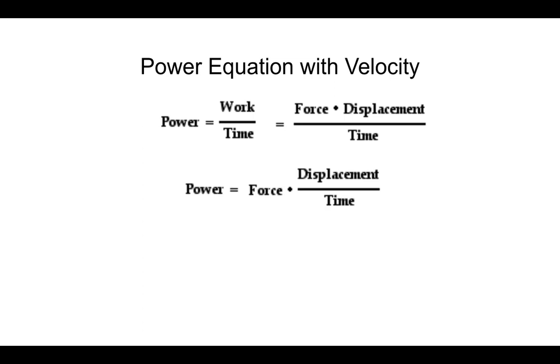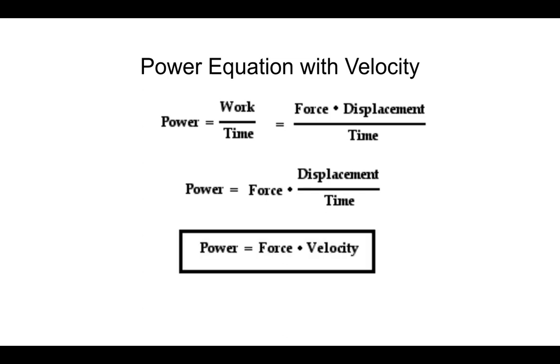Now, if we rearrange that a little bit and you see this displacement over time, that should look familiar. If you remember, that's constant velocity. So that's the constant velocity equation, displacement over time. So we end up getting also that power is force times velocity. Now, if we also insert our cosine into the equation, this is if our force is at an angle to the displacement, then you would use this version of the equation. So power is equal to force times velocity times the cosine of the angle. This equation is used when we are going at a constant velocity. If we have an acceleration, then you can't use this equation because velocity is not constant.